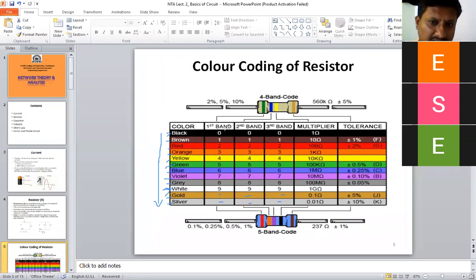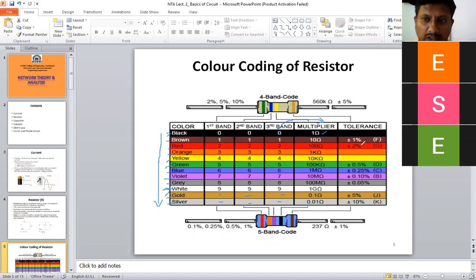Now the first band will start from 0 and end at 9. 0 to 9, and after that for gold and silver, no value. Second band also 0 to 9. Third band, instead of writing 0, 1 like this, you can use the multiplier: 10 raised to 0 means 1, then 10, then 100, then 1k, then 10k, you have to multiply. So instead of a digit, the third band is used as this multiplier.